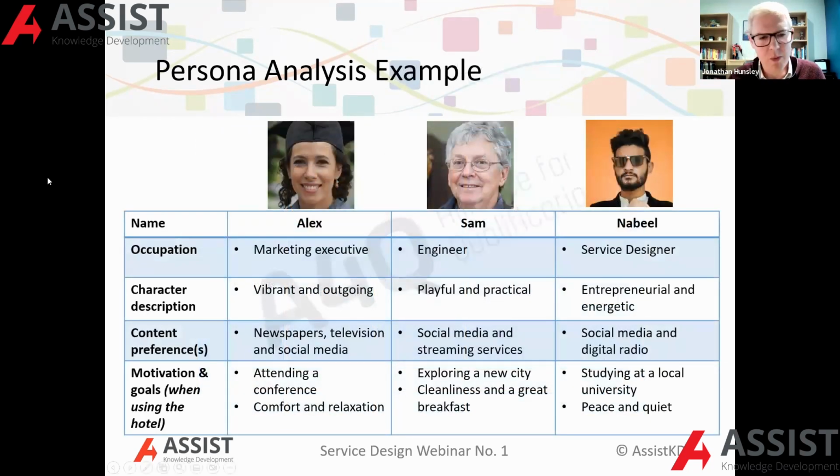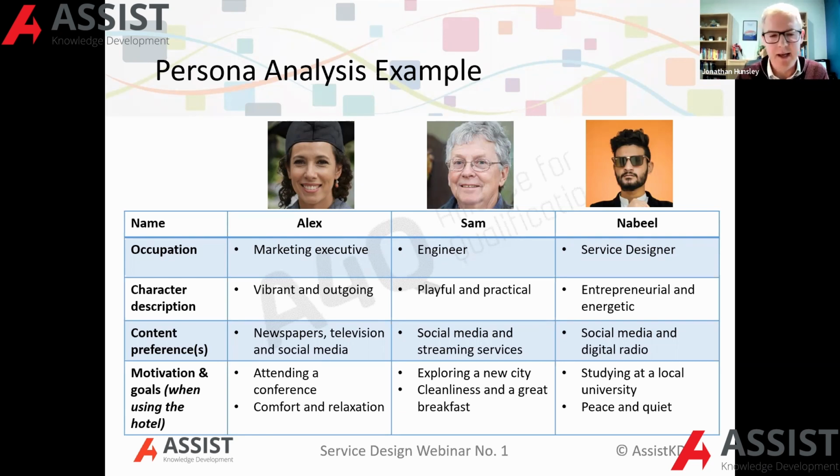Let's have a look at some examples then. So you can see the names of the personas. We have pictures of the people. So what this does is it humanizes the work. We're thinking about people as we're conducting the work of service design. You can see elements in terms of descriptions of occupations and character descriptions.